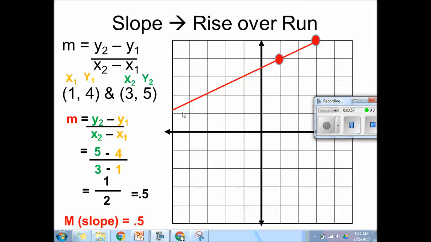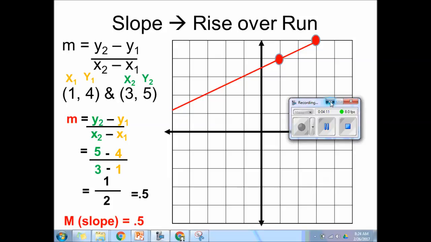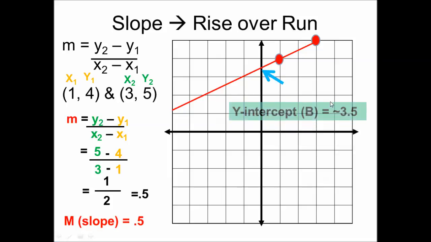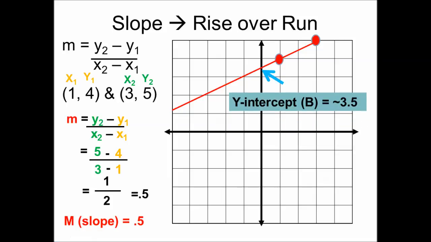And that seems to make sense. It's going up half of an increment for every time that it moves over. So that seems right, and it's a positive slope. We got a positive answer, therefore it seems to make sense. Keep in mind, this would have a y-intercept if we went through and solved for it, which we're not going to do yet. This would have a y-intercept of about 3.5.